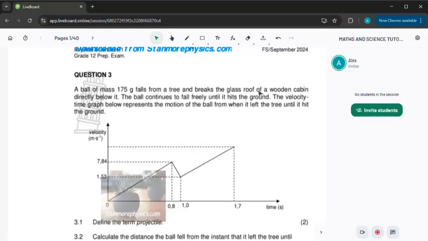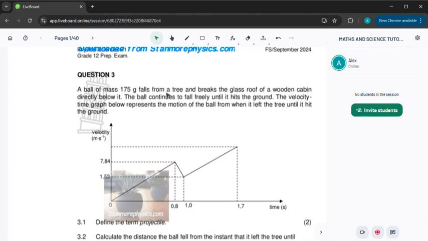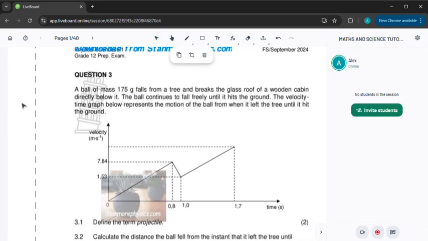All right. Question 3, first date September 2024, Physical Sciences paper 1, vertical projectile, which says a ball of mass 175 grams falls from a tree and breaks the glass roof of a wooden cabin directly below it. So it falls from a tree, then it breaks the glass roof. Then the ball continues to fall freely until it hits the ground.